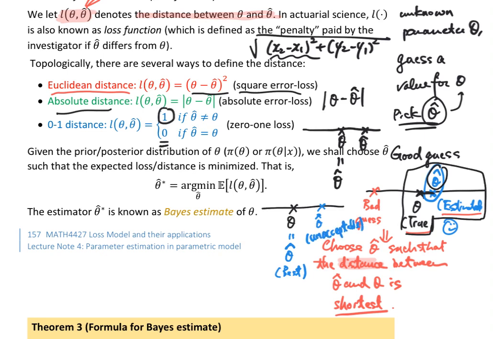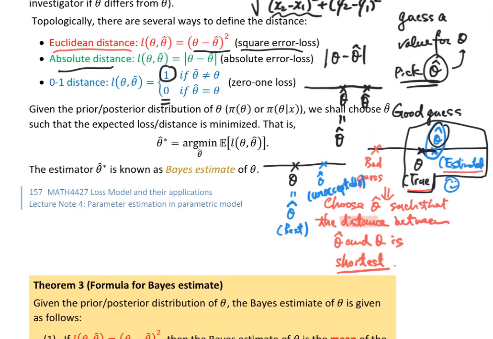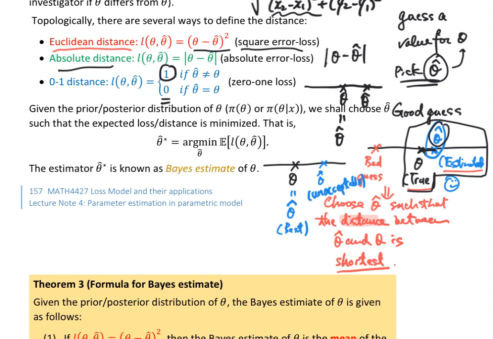Because of this, we can try to define the distance in this way. If they're the same, then zero distance, best situation. Otherwise, as long as your estimated value is different from the actual value, this is something unacceptable, so we assign the distance to be 1. This is the philosophy of this 0-1 distance. Now we have three possible ways to define distance. Let's suppose I try to pick one of these three distances.